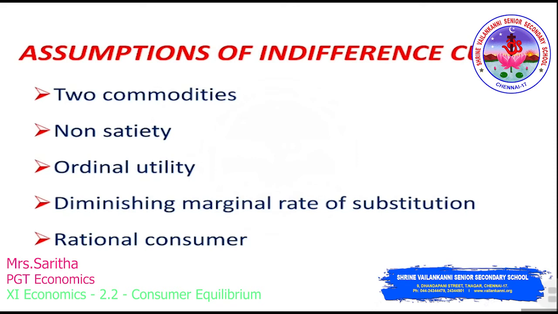The third one, ordinal utility. The consumer can rank his preferences on the basis of the satisfaction from each bundle of goods. The fourth one, diminishing marginal rate of substitution. Indifference curve analysis assumes diminishing marginal rate of substitution. Due to this assumption, an indifference curve is convex to the origin. The last one, rational consumer. The consumer is assumed to behave in a rational manner, that is, he aims to maximize his total satisfaction. So these are the assumptions of indifference curve.